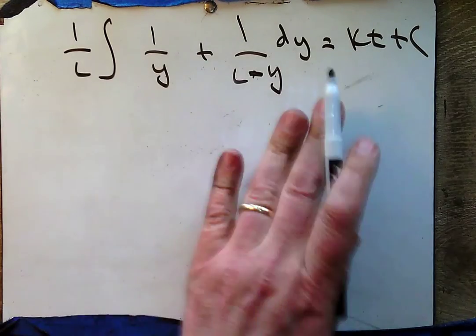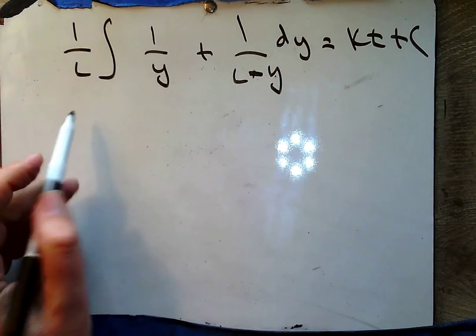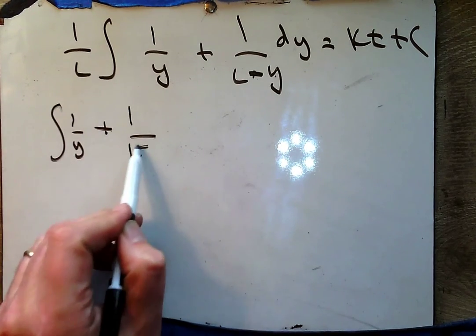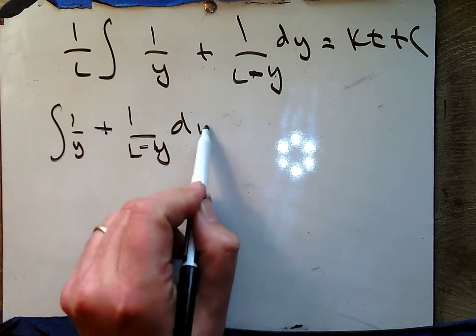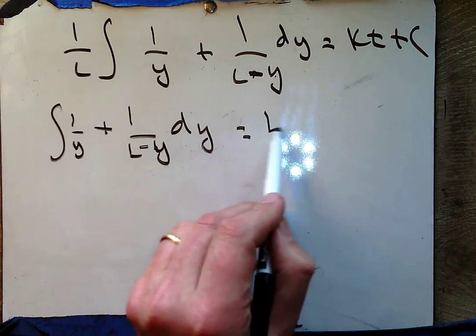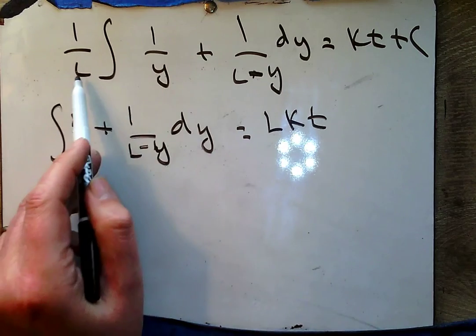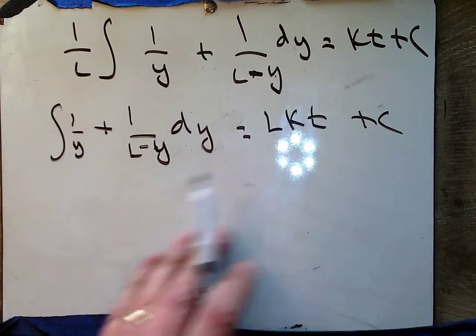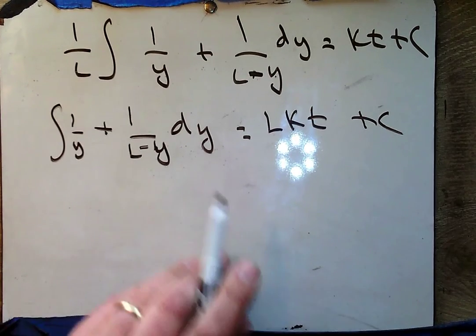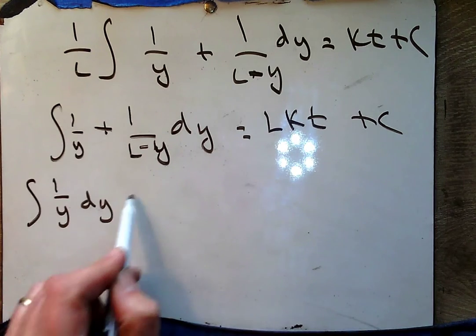So, before we integrate here, let's multiply both sides by L. So I'm going to have the integral of 1 over y plus the integral of 1 over L minus y dy equals, I'm multiplying both sides by L, LKT. And look, that's a constant times some number. Nobody's going to know, so just let it go. Now this is another place where people have difficulty, and I strongly recommend that you do this kind of thing.